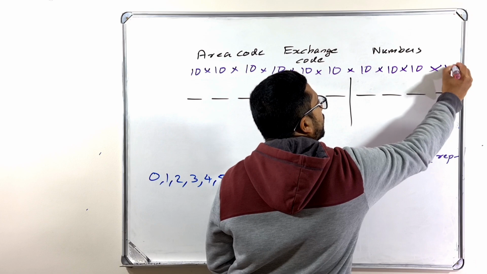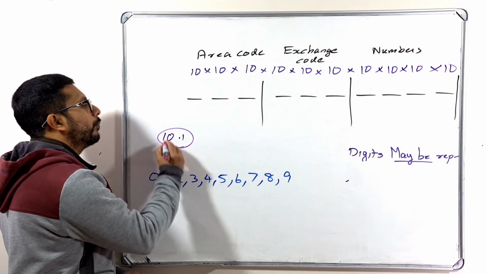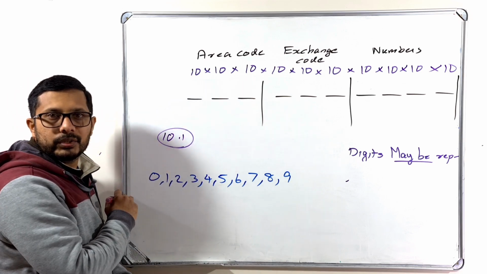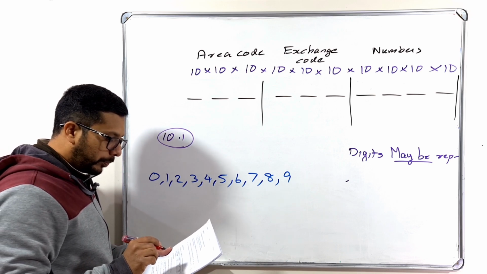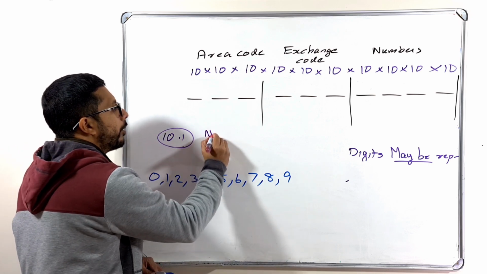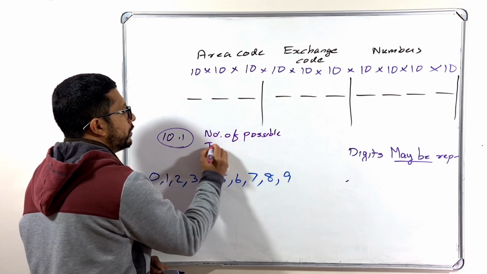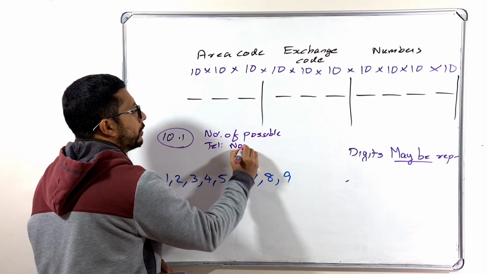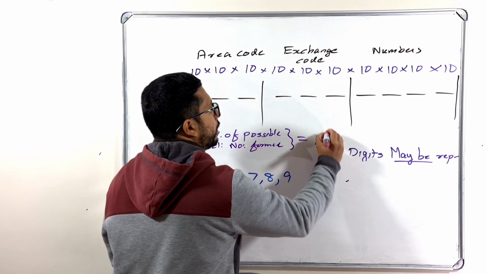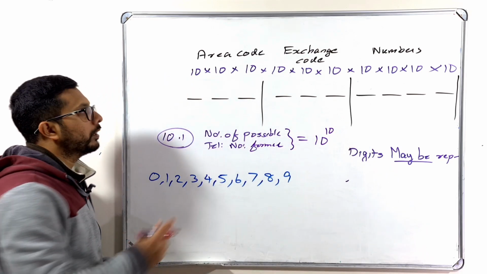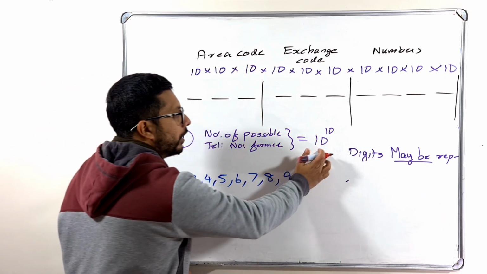Here 10. So in total, how many options do I have? How many tens are there? There are 10 tens. So what is the question? How many possible 10-digit telephone numbers could be formed? The number of possible telephone numbers formed is equal to 10 raised to 10, because it is 10 times 10 times 10 times, and there are 10 tens. So how can we write 10 raised to 10?